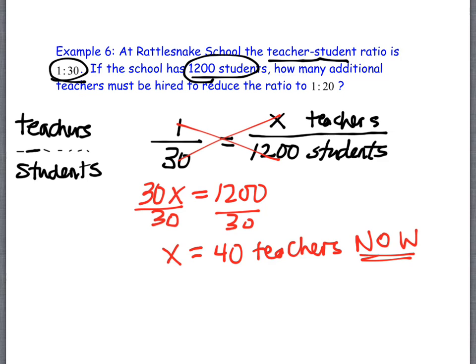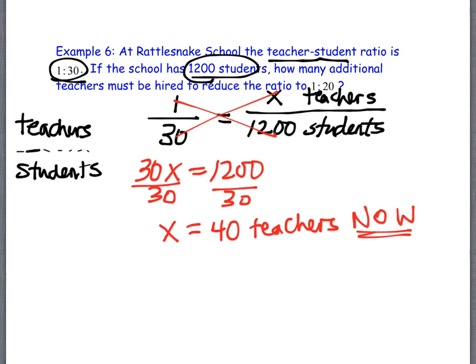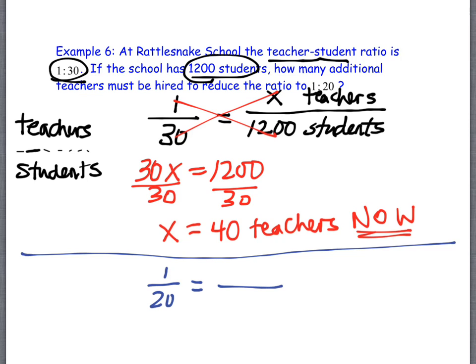But my goal is something different, right? My goal is to have a 1 to 20 ratio. So how can I figure out how many teachers I want to have? Do the same thing for 1/20. Okay, so I can do the same thing for 1 over 20. And I still have 1,200 students, right? That didn't change.